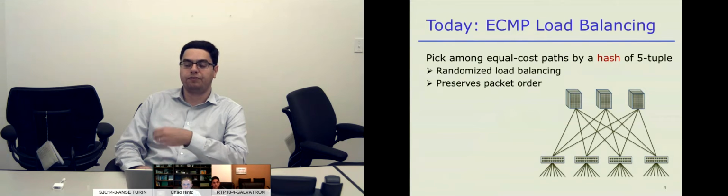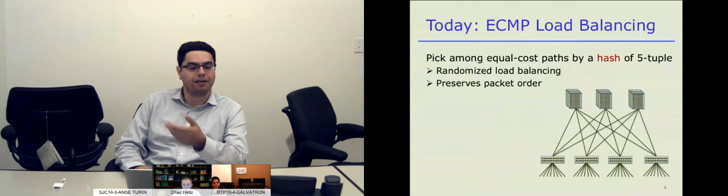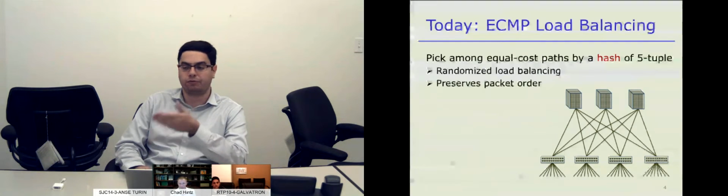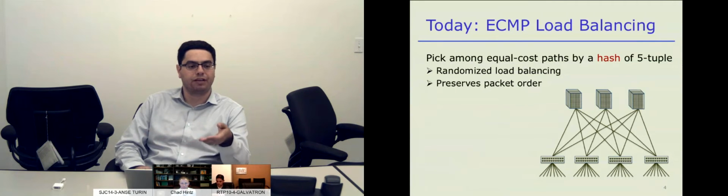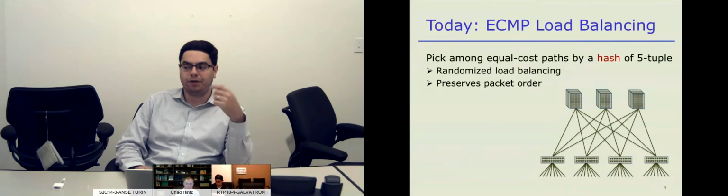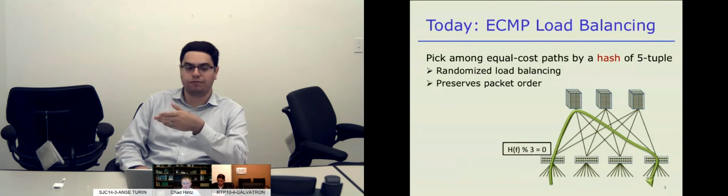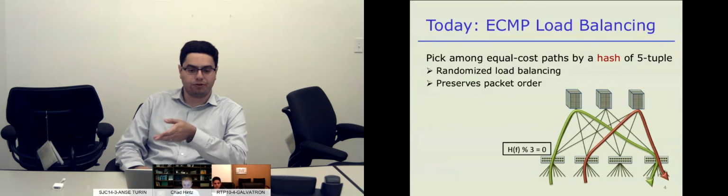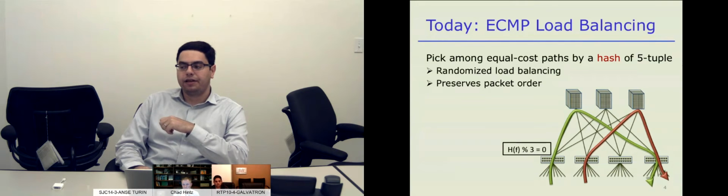So the way this works is every switch will pick the next hop, or pick the path for a packet, by taking a hash of the packet's headers, the 5-tuple. So source IP, destination IP, source port, destination port, protocol. Typically, that would be the 5-tuple. You just take a hash of that to pick a path. So for instance, here, if I have a green flow, my hash might tell me to go through spine number 0, the first spine, and another red flow might go through a different spine. So this gives you a randomized way of doing load balancing.